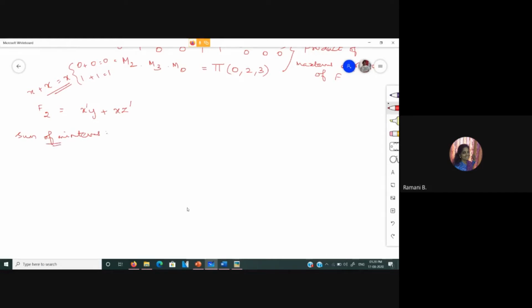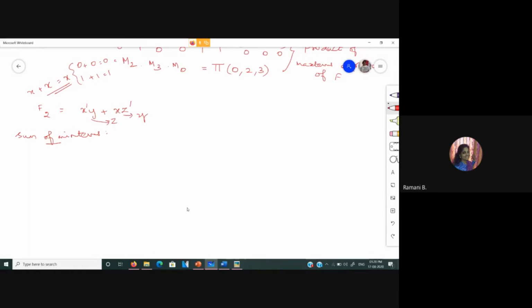So here in this expression, the first term does not have a z and the second term does not have a y. Or maybe we shall consider this to be simply z bar so that we will be seeing both the things. So, x bar y plus x z bar. The first term is missing a z and the second term is missing a y.